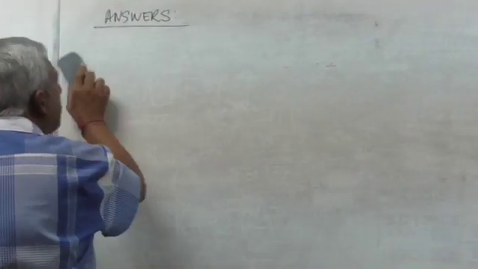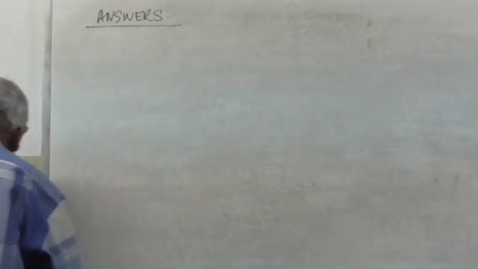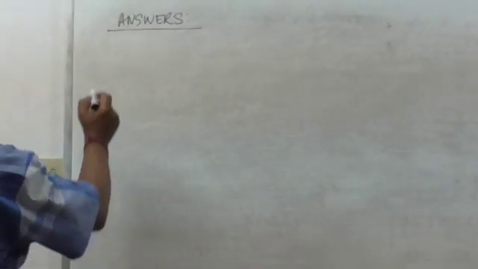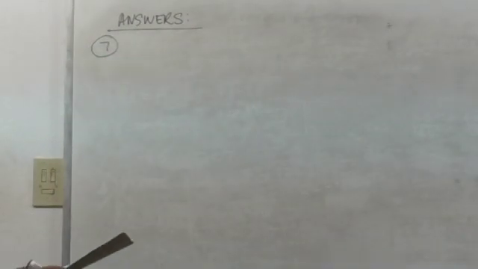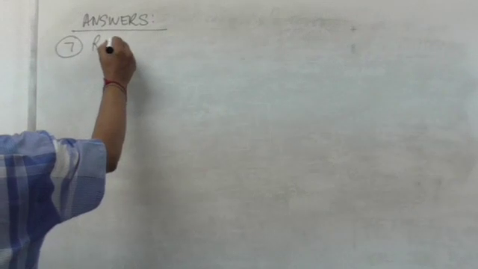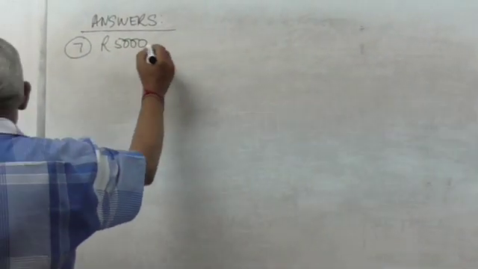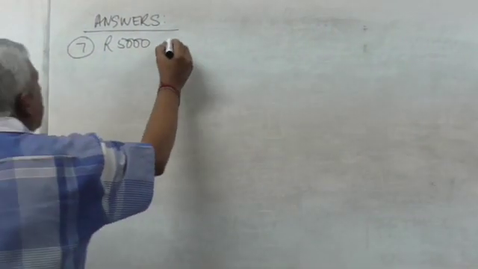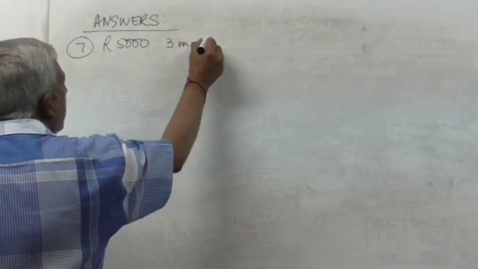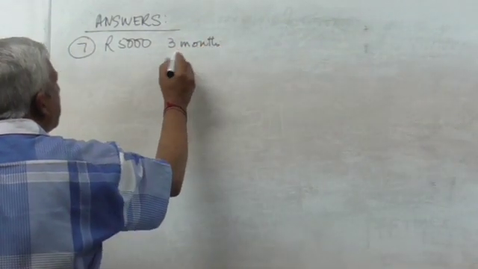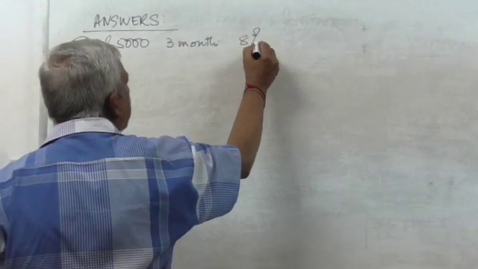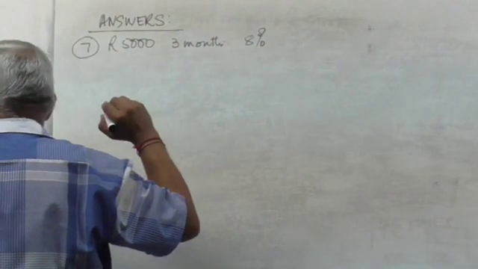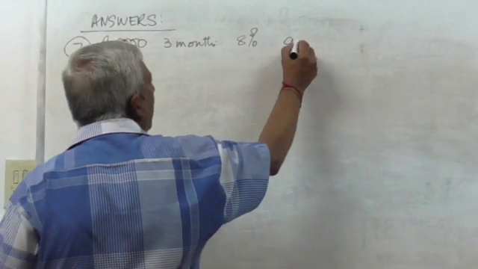Now, when you read maths, or when you read anything for that matter, you must be very, very critical. So you must read very carefully. Now, number 7, the amount is still 5,000, but the time is 3 months, not 3 years. The time is 3 months. And the rate is still 8%, and it's annually.